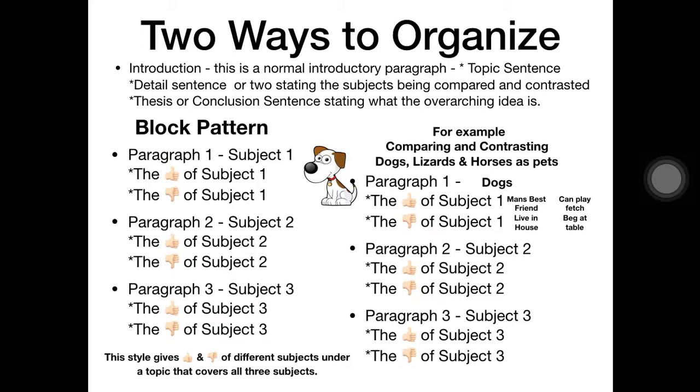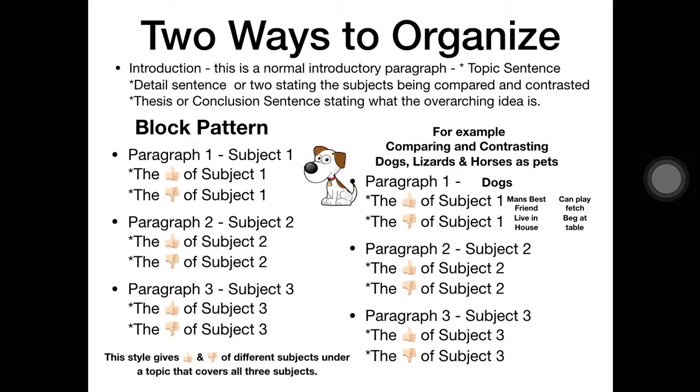Now, I have 2 positives and 2 negatives there, but they do not need to be even. In your paragraph, you may have 3 positives and 1 negative. You may have 1 positive and 2 negatives. Okay, so it doesn't have to be even. You just need to have probably both positives and negatives for each subject.